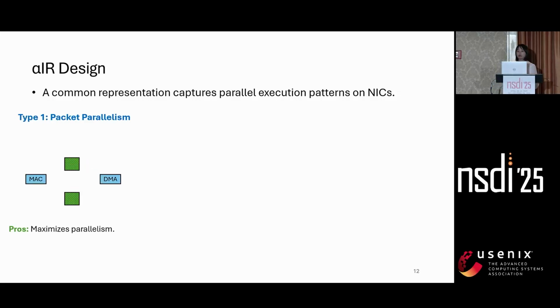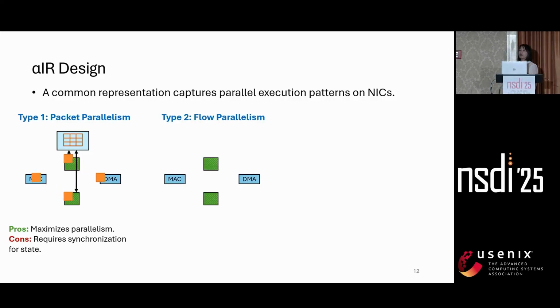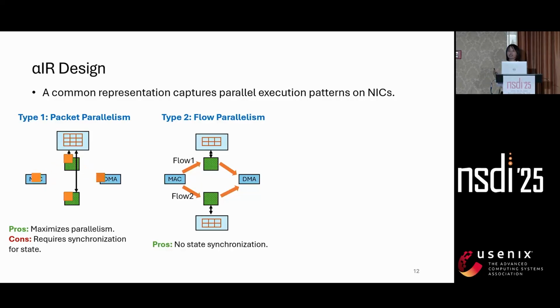However, packet parallelism comes with drawbacks. When these packets are accessing some network state, such as a flow table, these compute units are accessing the same memory, which would lead to synchronization overheads. The second type of parallelism could overcome this problem, which is flow parallelism. Instead of spreading your packets, you spread your network flows among these compute units. Because each flow is accessing a different portion of the table, you can partition the table and avoid synchronization. However, flow parallelism is only useful when you have per-flow state, but it's less useful when you have global state that is shared across all these flows.